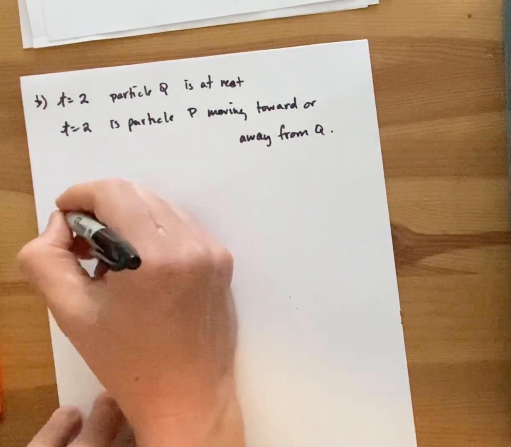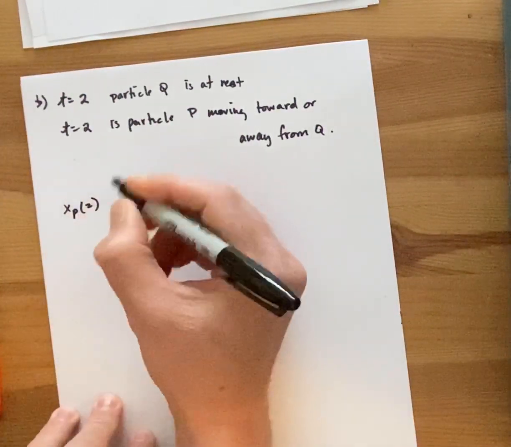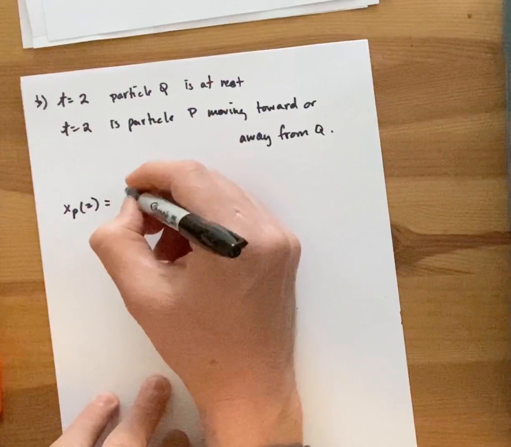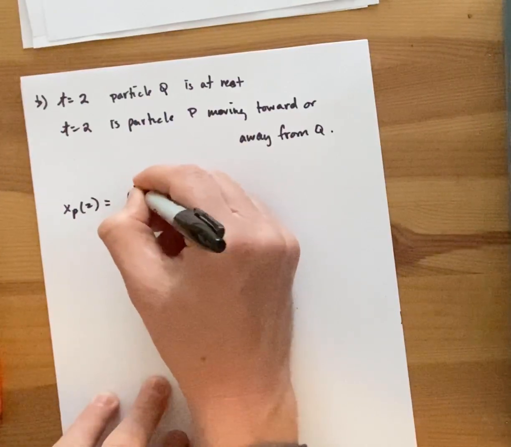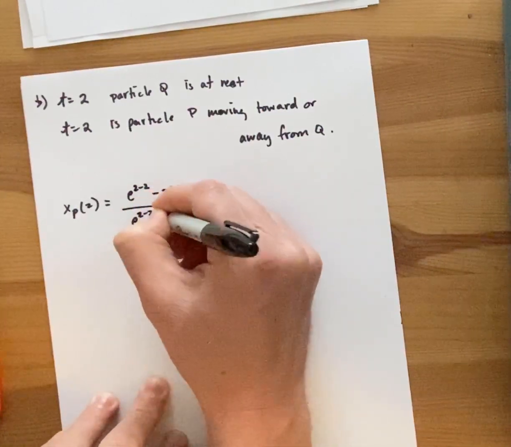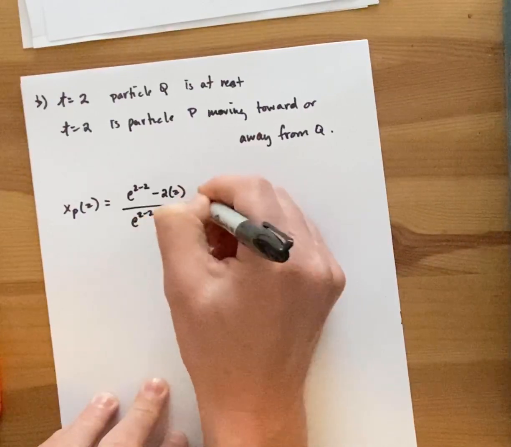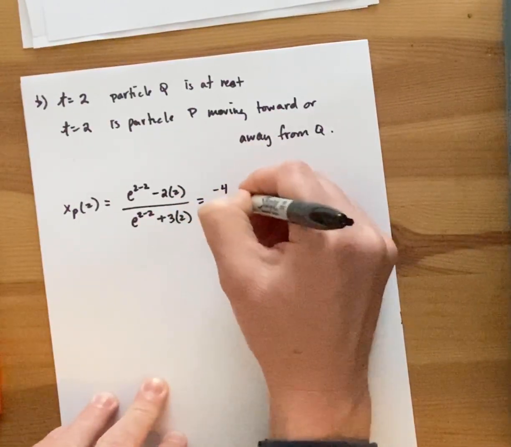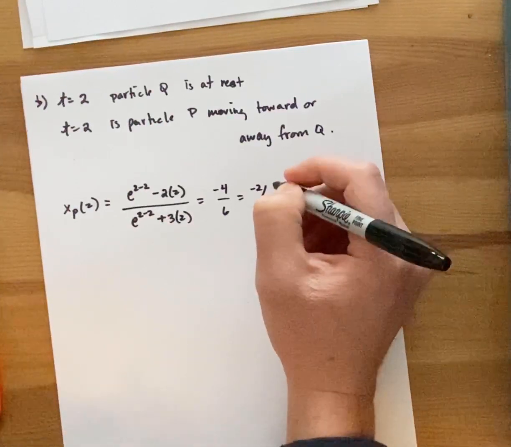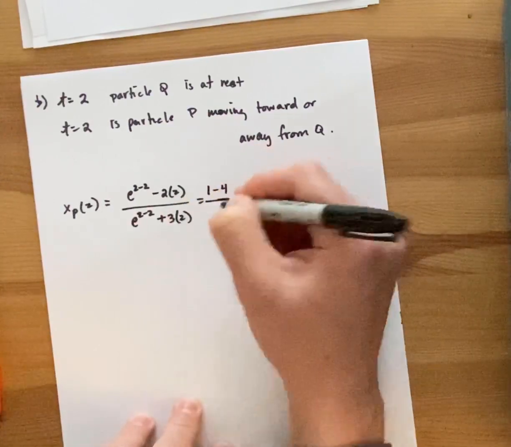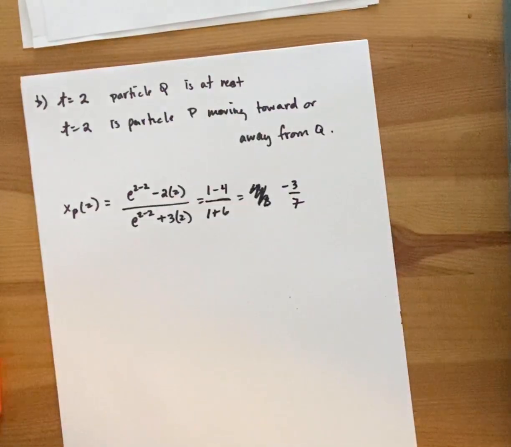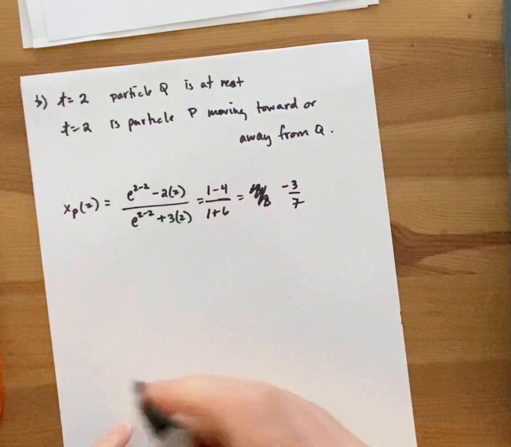So like the position of P at 2, right? So I'm going to plug that into X of P, right? So you get e to the 2 minus 2 minus 2 times 2 over e to the 2 minus 2 plus 3 times 2. So this gives me negative 4/6 or negative 2/3. Oh, no. 1 plus negative 3/7. What am I doing? Okay. Remember, this is 1.